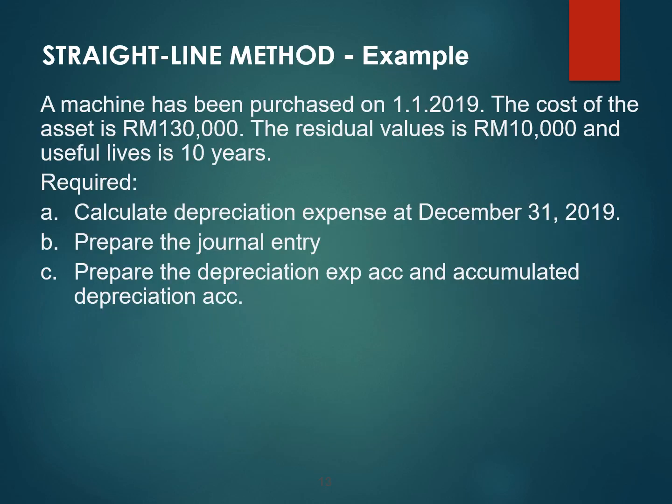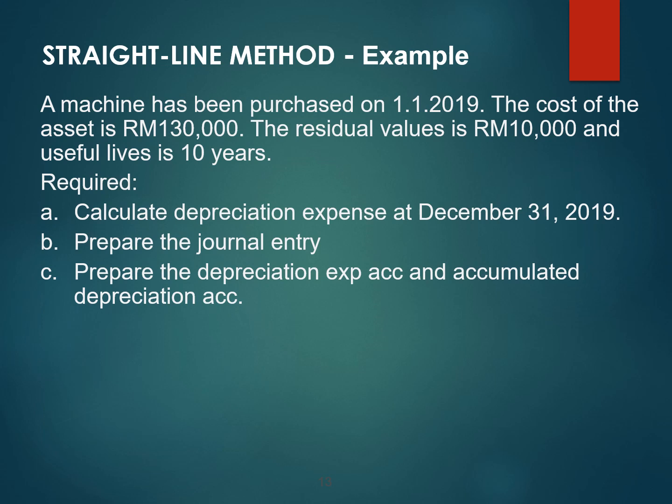This is the example on the straight line method. A machine has been purchased on 1st January 2019. The cost of the asset is 130,000 ringgit. Residual values is 10,000 ringgit and useful life is 10 years. You are required to calculate depreciation expense at December 31st, 2019, and you also have to prepare the journal entry as well as the depreciation expense account and accumulated depreciation account.